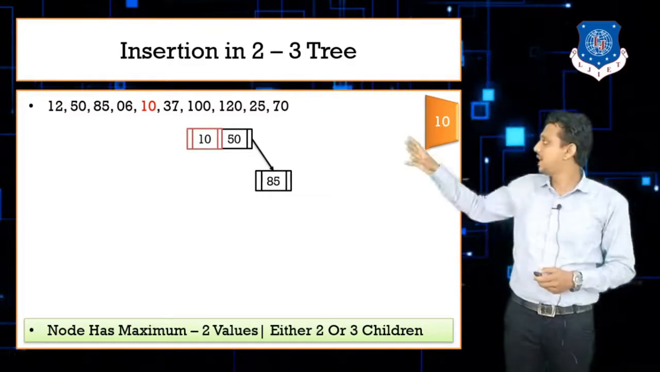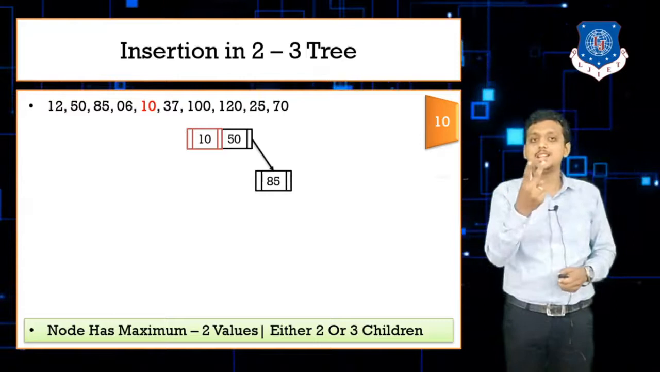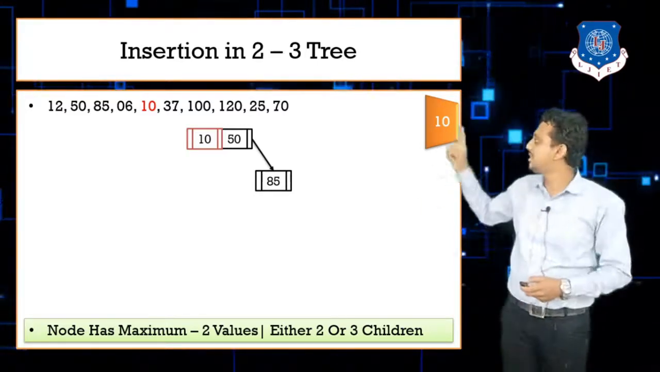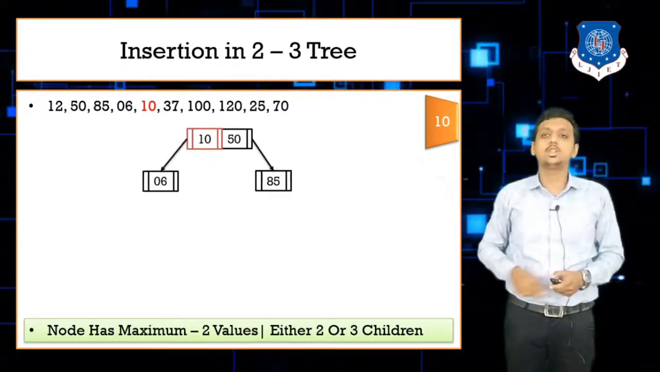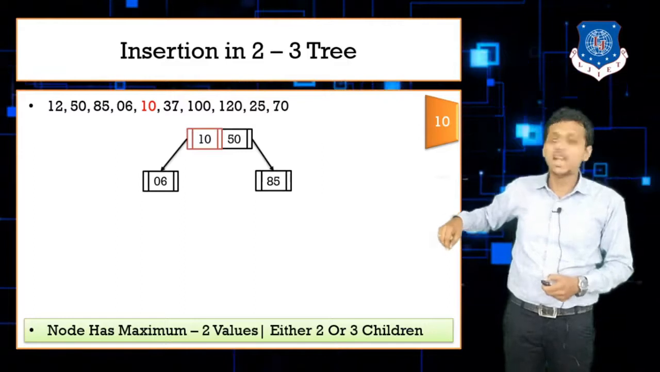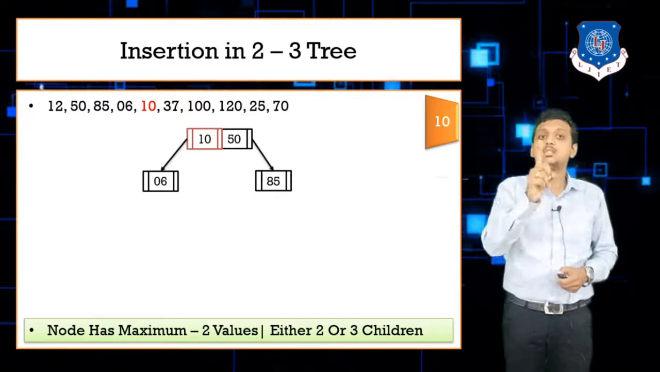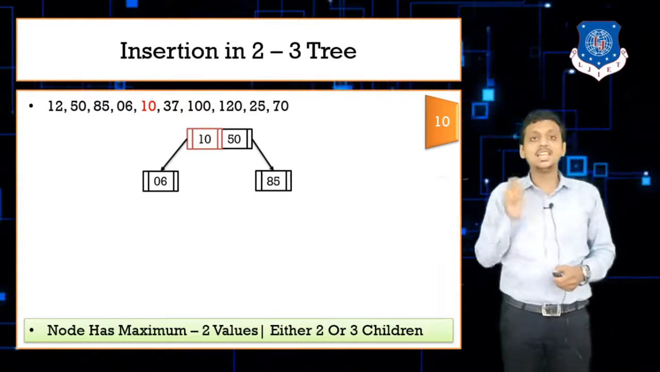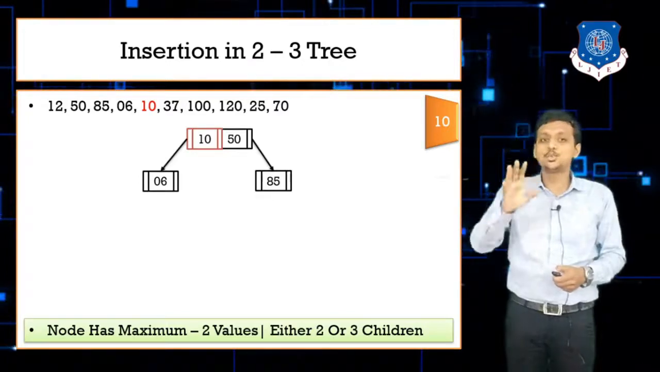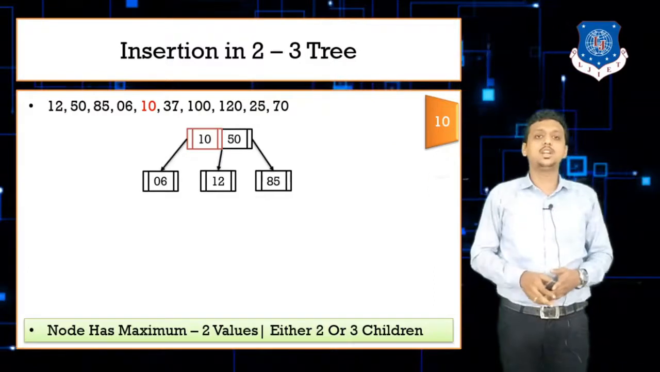Okay, so this is my answer: 10, 50, and on the right side of the 50, I have 85. My 2 elements are still remaining to be inserted, that is 6 and 12. 6 is less than 10, which means it must be on the left side of 10. And 12 is greater than 10 and less than 50, so students, it is going to be inserted in between 10 and 50. So here it is.